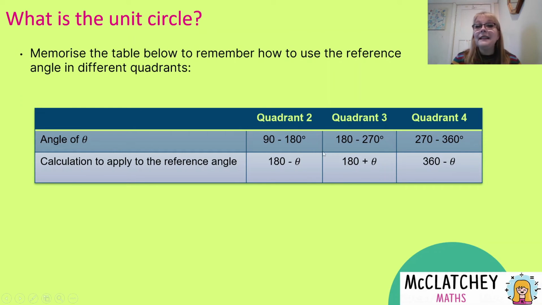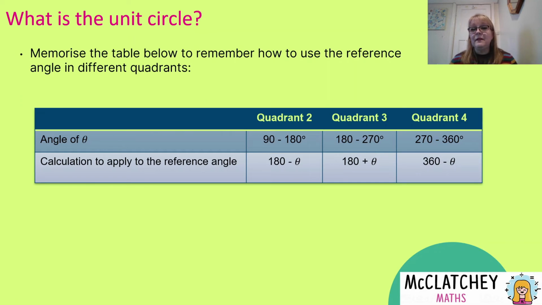Okay, now the calculation to come up with the angle from the reference angle. We know our reference angle in quadrant 1. Well, quadrant 2, we've talked about that. It's going to be 180 take away theta. Quadrant 3, we're going to come all the way across to that straight line. So that means that we've already passed through 180 degrees, plus the reference angle. And in quadrant 4, we start from 360 and we take away the reference angle.